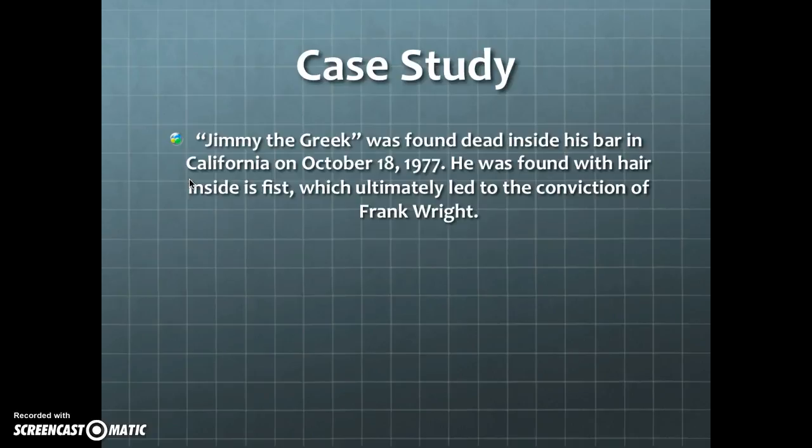So it took a long time, but recently in the last few years, the hair found in Jimmy the Greek's fist was sent in to be tested, and it turned out that the hair belonged to Frank Wright. Unfortunately, Frank Wright had died in 2002 of alcohol complications, so he was never arrested or anything, but hair was used in this situation to help find out the killer of Jimmy the Greek.